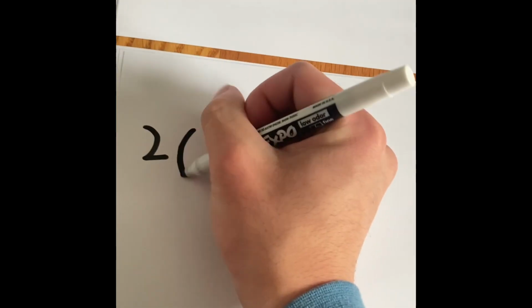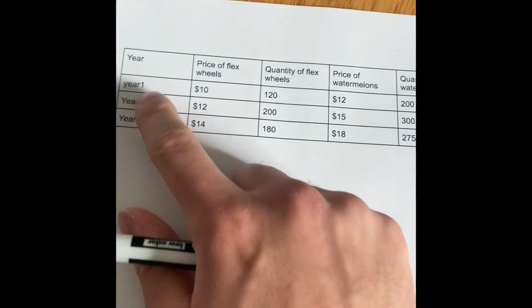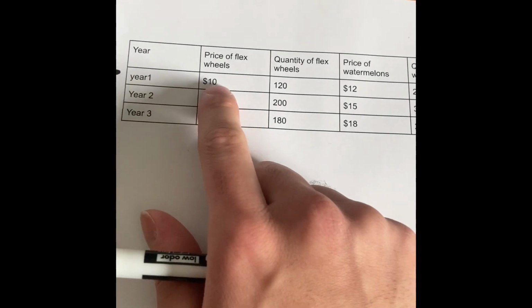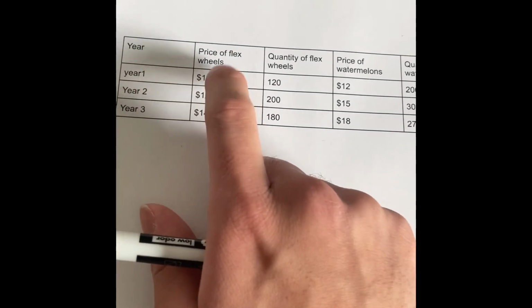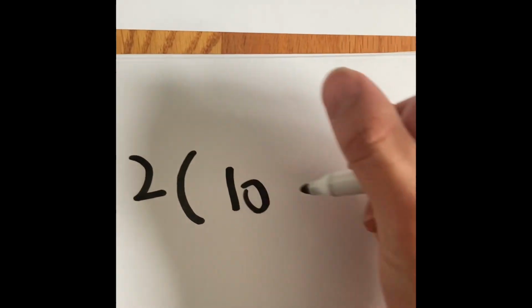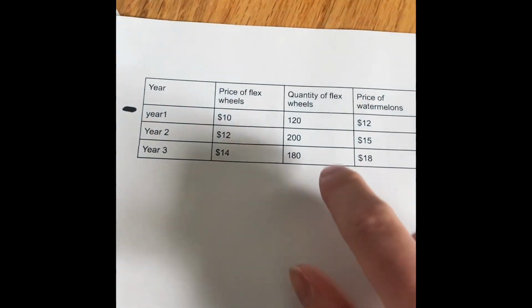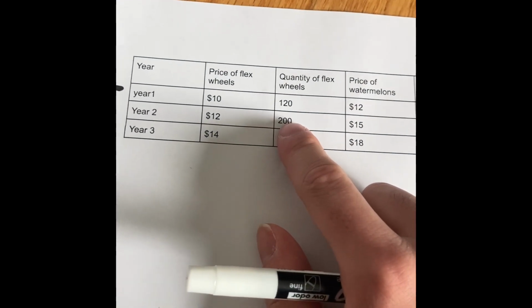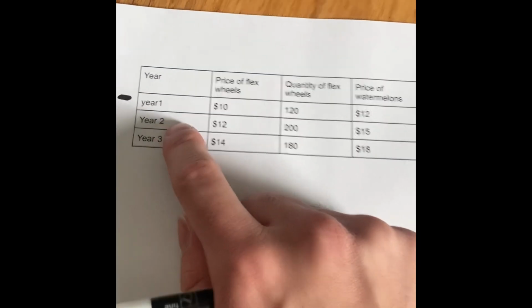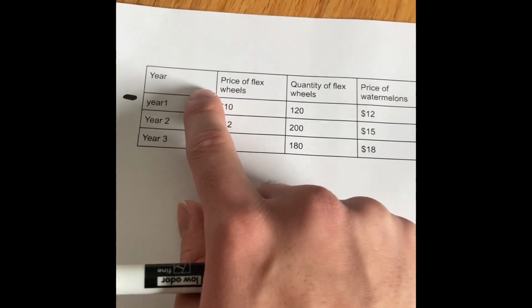Instead, we are going to focus on the base year, and the mathematics is going to look a little bit different, so pay close attention. In this scenario, we're going to stick with year 1, but we're going to say 10 because that's the base year. So we're going to go 10 times the quantity of the flex wheels, which is going to be 200, since it is year number 2 compared with year number 1 to see what is happening and how we're doing.